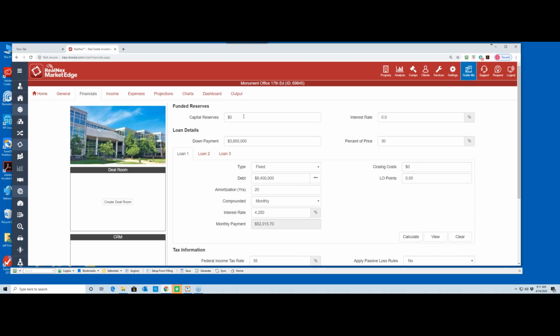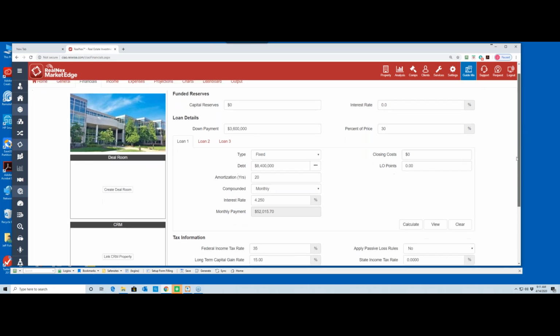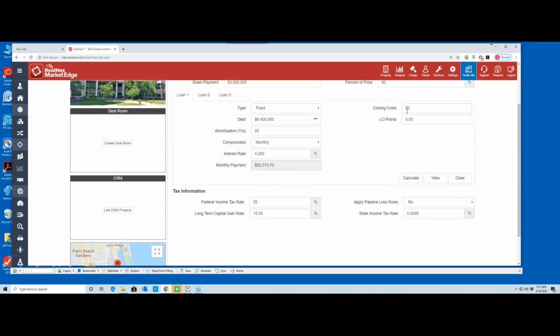We could also have some capital reserves, capital expenditures that we're going to put in that we want to borrow money on. I don't in this particular example, but that'd be something that we could add. And at the bottom here, you notice you could have some closing costs and some points on the property if you wanted. Points being a percentage of the loan amount that comes out of what you're borrowing.